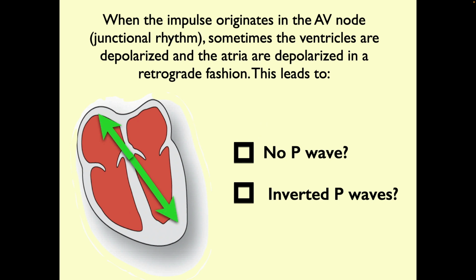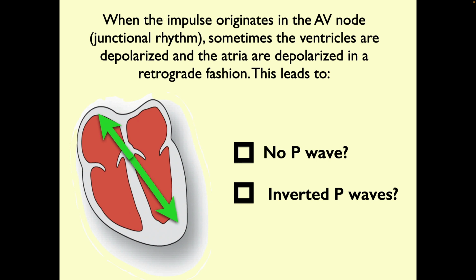But sometimes what happens is that the impulse goes down into the ventricles, but it also goes back up into the atrium. So Cammie, if that happens, what are you going to see? No P wave or inverted P wave? Sorry, say that all again. Okay. I'm trying to catch up on the notes. No, that's good.